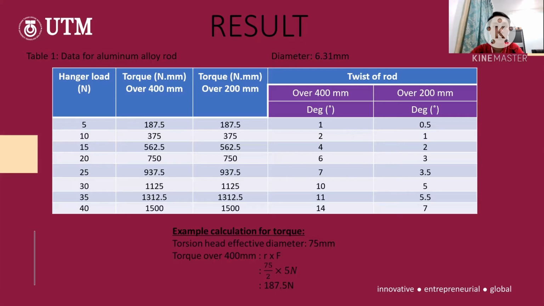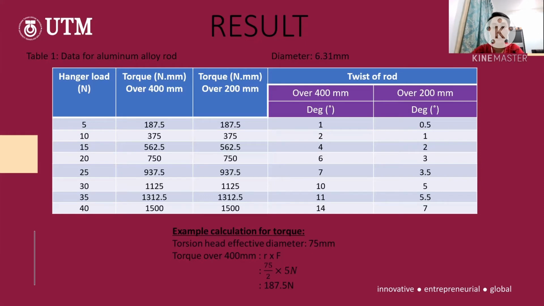For the results, Table 1 shows the data for the aluminum alloy rod, where the given diameter is 6.31mm. As you can see in Table 1, the load hanger is at 5 Newton increments until it reaches 40 Newton. So the twist of each specimen was recorded for every 5 Newton. After the angle of twist is recorded, we then calculate the torque for 400mm and 200mm.